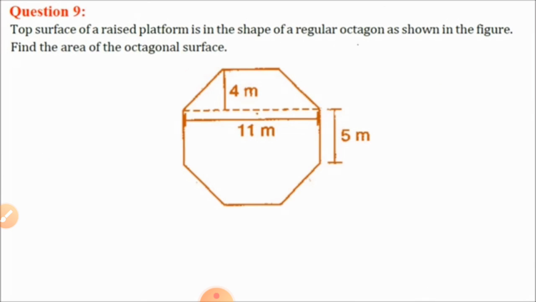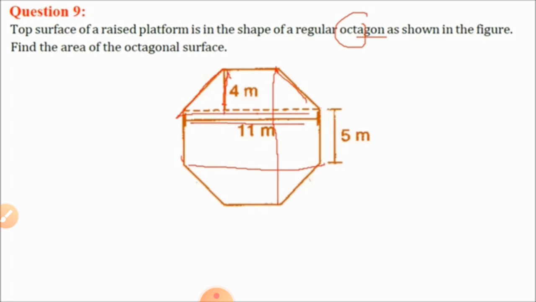Question number 9. The top surface of a raised platform is in the shape of a regular octagon, as shown in the figure. Find the area of the octagon surface. Octagon means 8 sides. How many sides are there? 8. Can you see what this is? Do you remember this one? What is this? Yes, this is the trapezium.